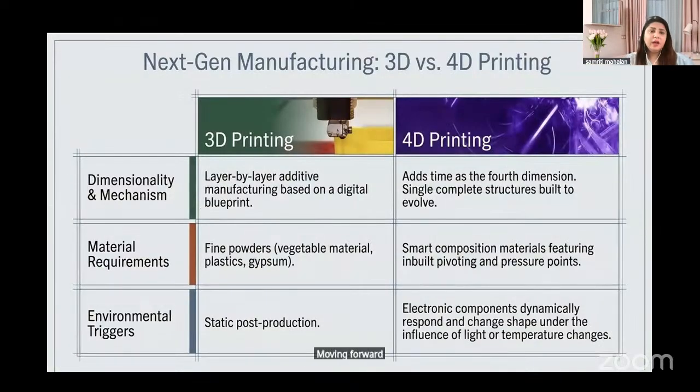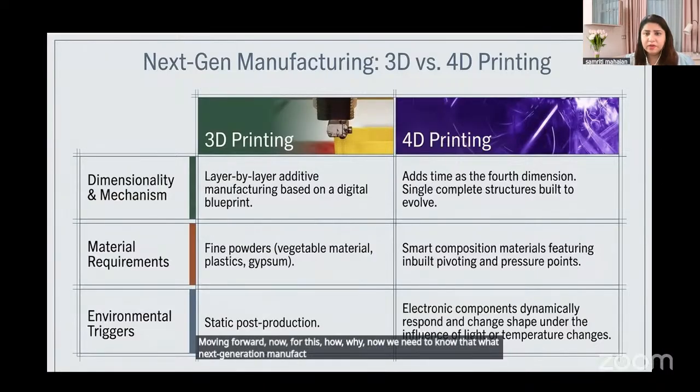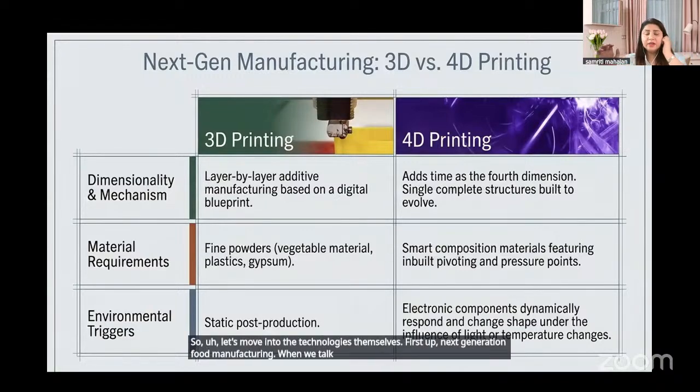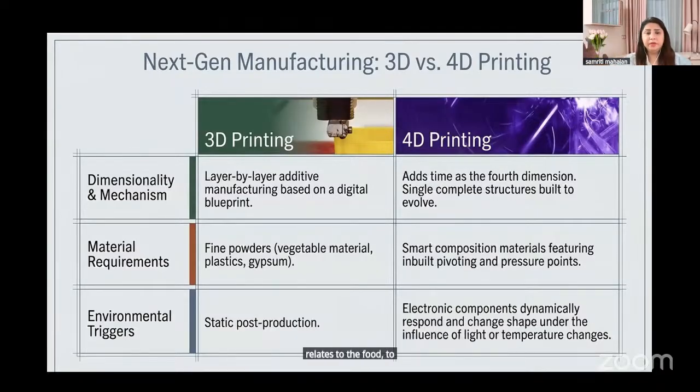Moving forward, now we need to know what next generation manufacturing was, and how 3D versus 4D printing came into life. So this is the technology deep dive. Let's move into the technologies themselves. First up, next generation food manufacturing. When we talk about agriculture, agriculture itself relates to the food, to any layman person.